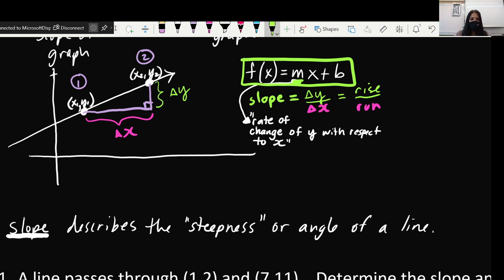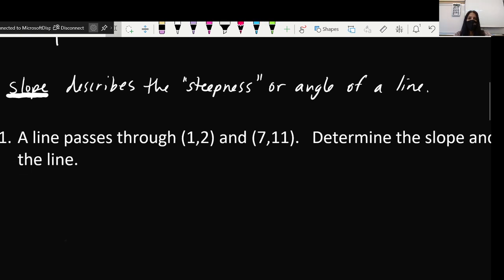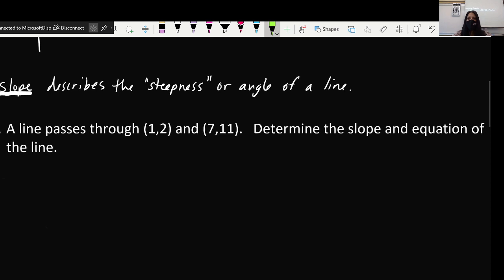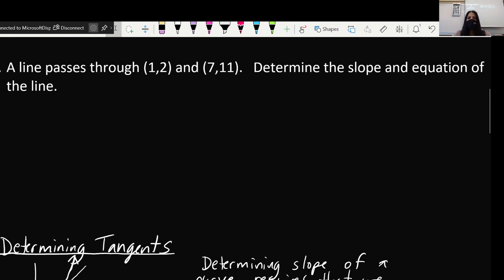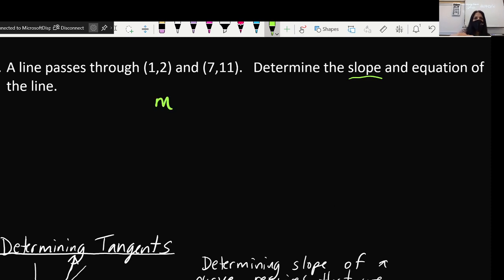And then again, this is simply review. Here's the first example. A line passes through the point (1, 2) and (7, 11). Determine the slope and the equation of the line. Okay, so do you see that this is basically, like, what is this? Math 10, I'm going to say, is the first time we learn this. But if we want to find the slope, first of all, just by looking at this, we're looking for slope. Well, slope would be what?